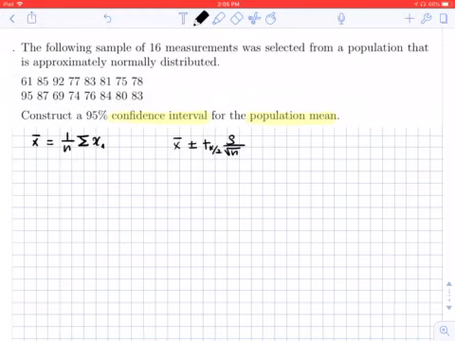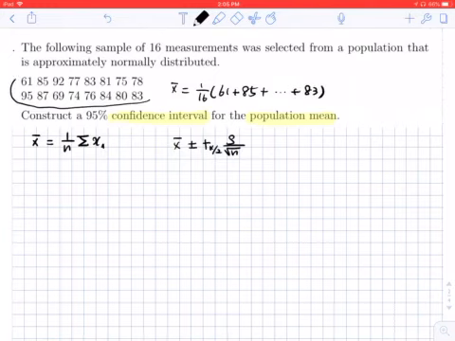If you do that, another way to write it is x bar is equal to 1 over 16 times 61 plus 85 plus and so on until 83. So in other words, you add all these values together and then divide by 16. That's what you're going to do, and by doing so, you can get 80. So x bar is 80.